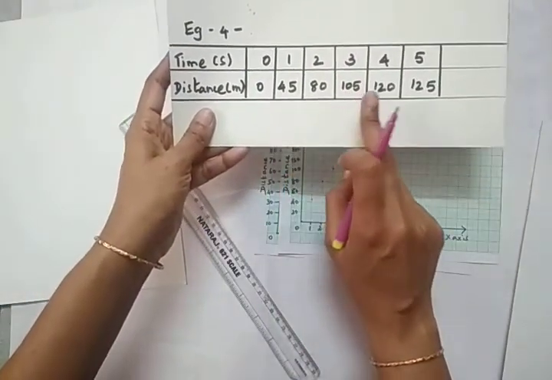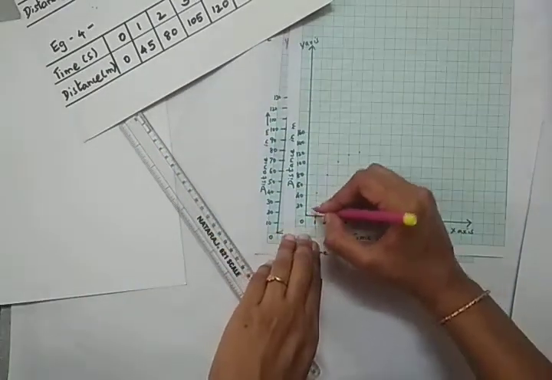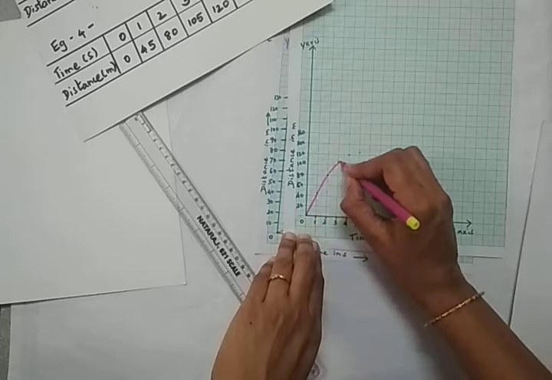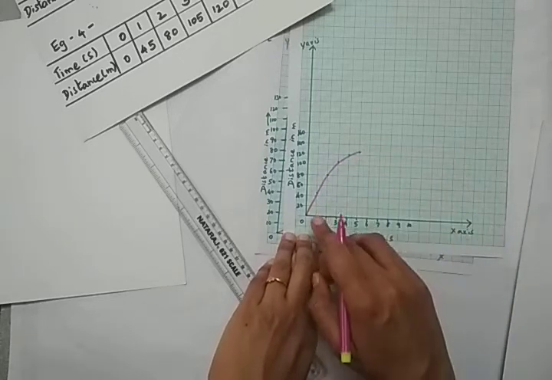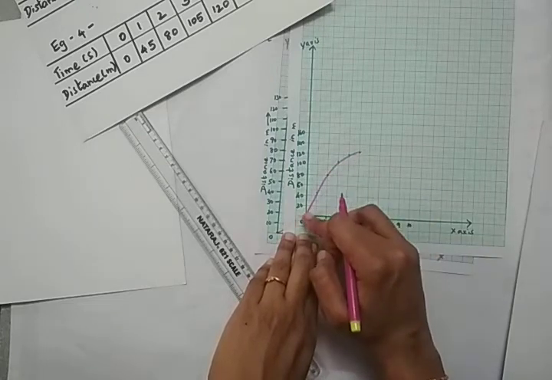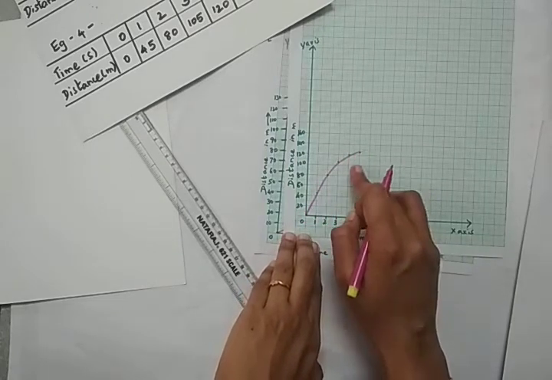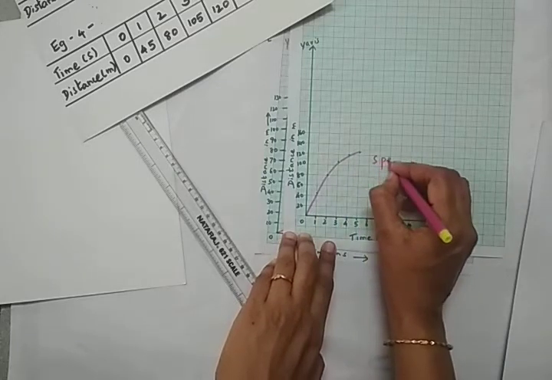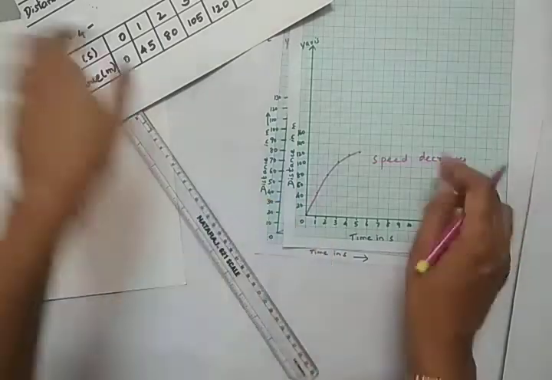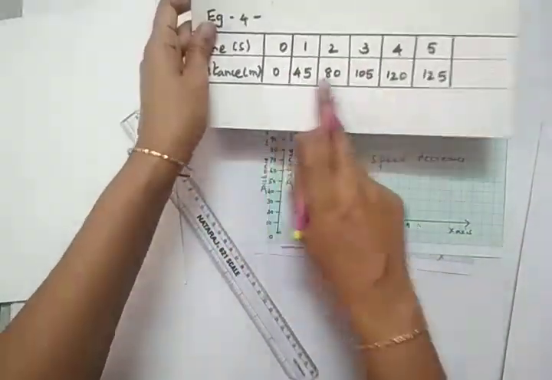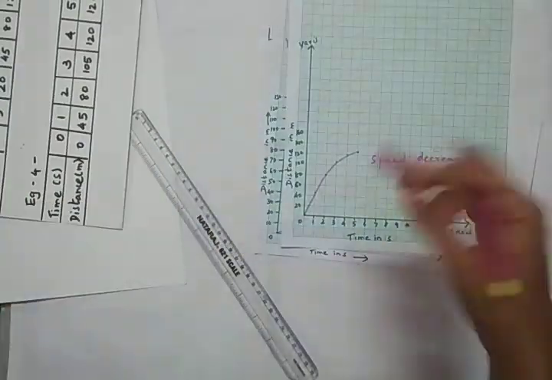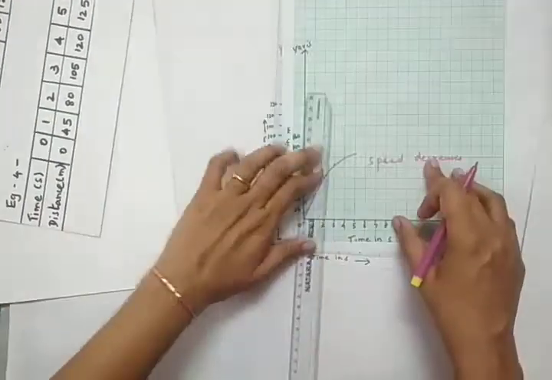The same distance time graph is plotted, and if you just join the points of intersection, we get a line like this, right? So the graph has a decreasing gradient. That is, the slope has a decreasing gradient, which means the speed is decreasing. The speed decreases in this 4th example. So with this data, you will not be able to understand it better. But if you plot it as a graph, you will be able to understand in a better manner.